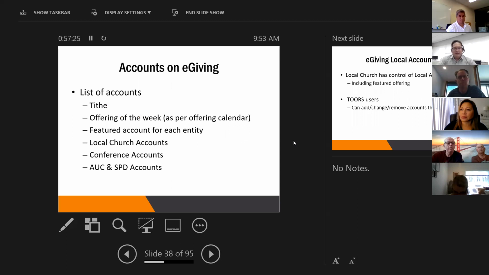So what you will find on the e-giving system for donating is that you are able to find tithe, offering of the week as per the offering calendar. Then there are other offerings for each particular church. Then there are also local church offerings, conference accounts offerings, and maybe offerings for AUC and SPD. So you will find all those offerings there on the list of e-giving.